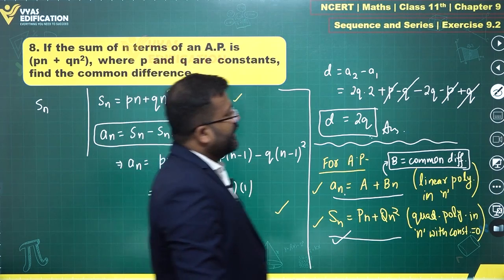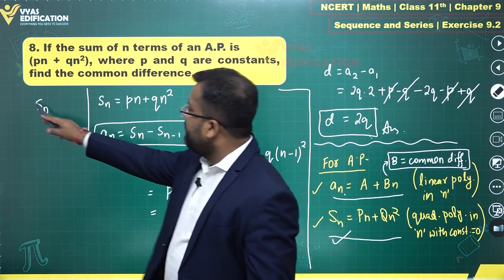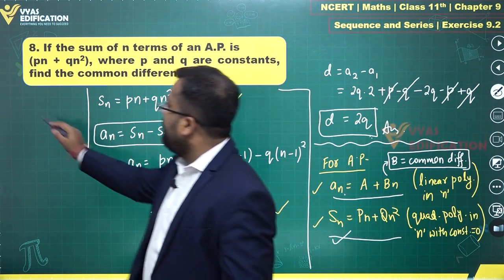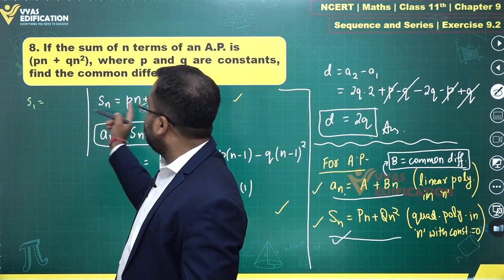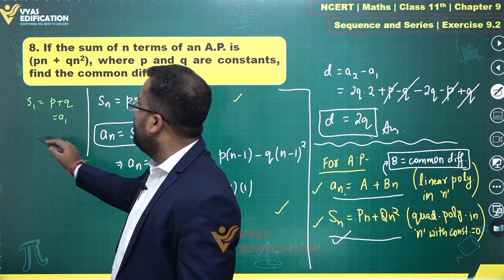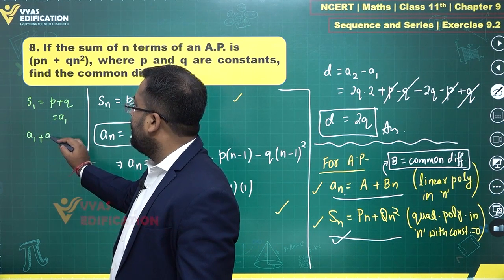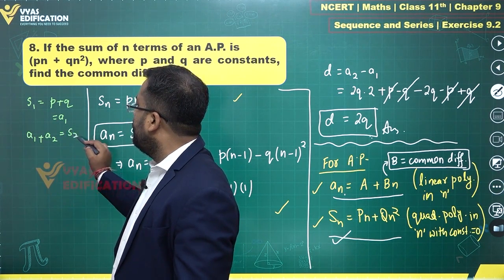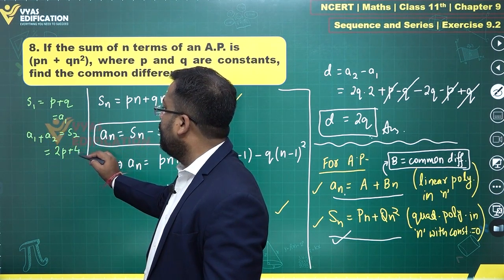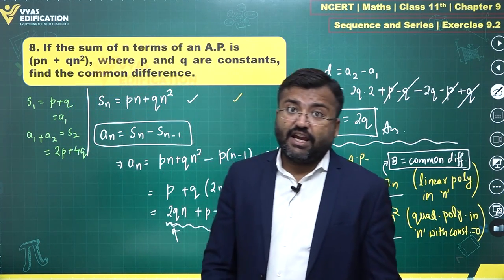There's an alternative approach that you can follow. Given the value of Sn, why not find S1? S1 is P plus Q, and this is simply A1. What is S2? S2 will be A1 plus A2, and this is equal to 2P plus 4Q. So you know A1 and you know A1 plus A2.